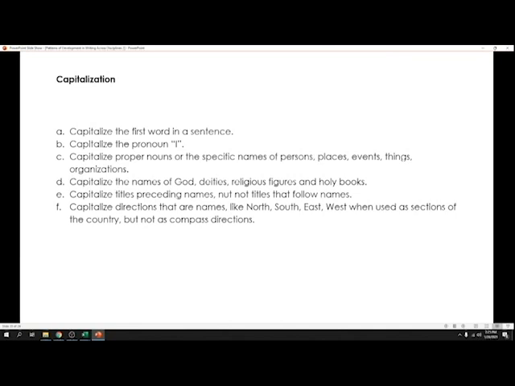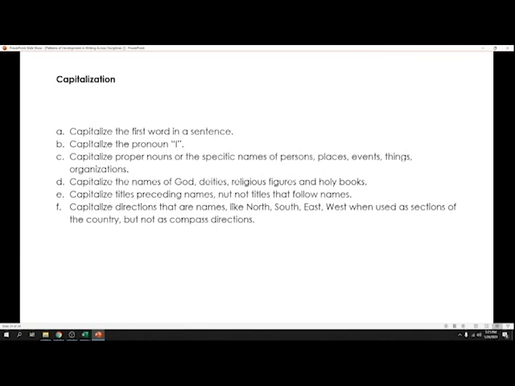Next, capitalization. So, when we're talking about capitalization, the first word in a sentence, for example, must be capitalized. Dapat capital ha, hindi yung naka-small letter. First word in a sentence. Dapat rin na-capitalize ang pronoun na I.